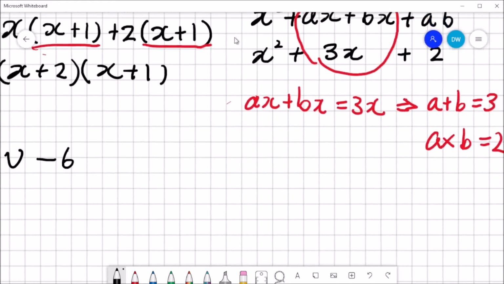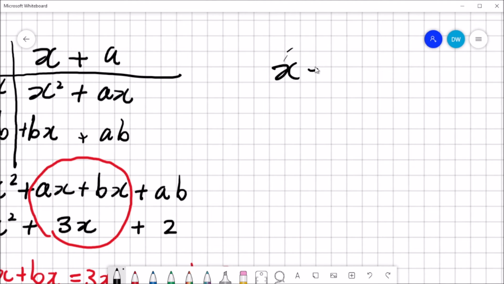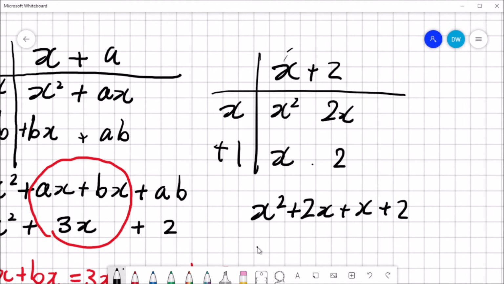And if you really want to verify it, we can check x plus 2, x, that's horrendous, x plus 1. So what have we? X times x is x squared, 2 times x is 2x, x times 1 is x, 2 times 1 is 2, so we end up with x squared plus 2x plus x plus 2, so we end up with x squared plus 3x plus 2, which is exactly what we want.